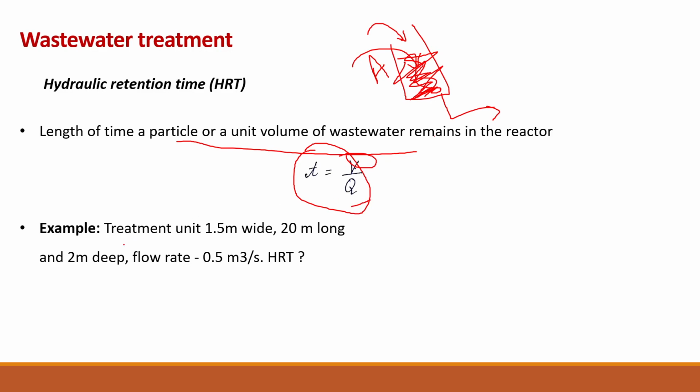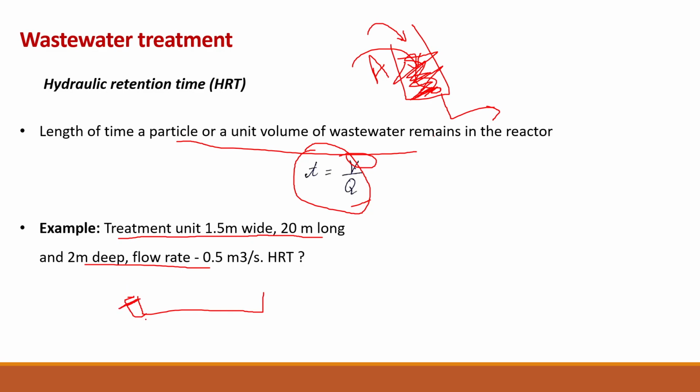So now solve a simple example. You are provided with a treatment unit which is 1.5 meter wide, 20 meter long and 2 meter deep, and the flow rate is 0.5 meter cube per second. What will be the HRT? There is a treatment unit, and this treatment unit is 1.5 meter wide. So you have the width as 1.5 meter.